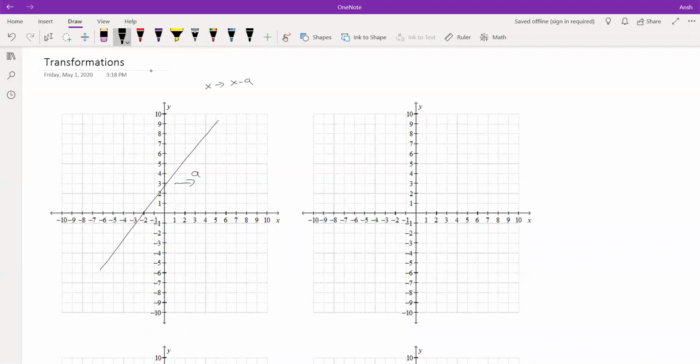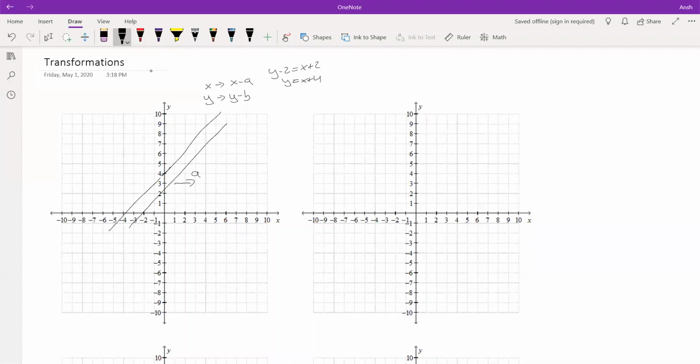Similarly, if we want to shift the function up by b units, we'd replace every instance of y with y minus b. So for example, if we had the function y equals x plus 2, and we want to shift it 2 units up, we would get y minus 2 equals x plus 2, so y equals x plus 4. And this would shift the overall function up 2 units.